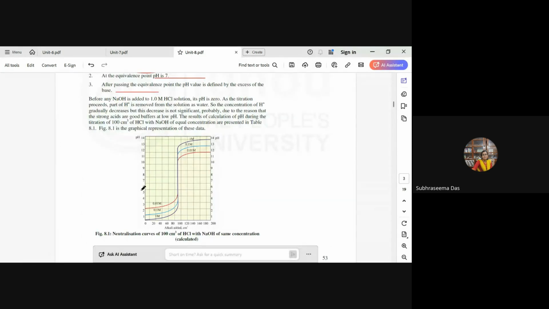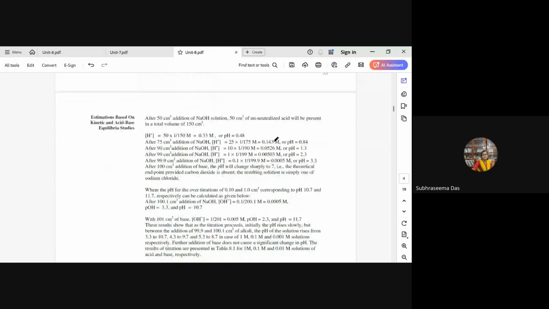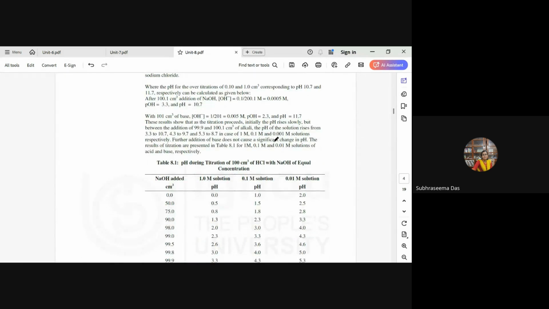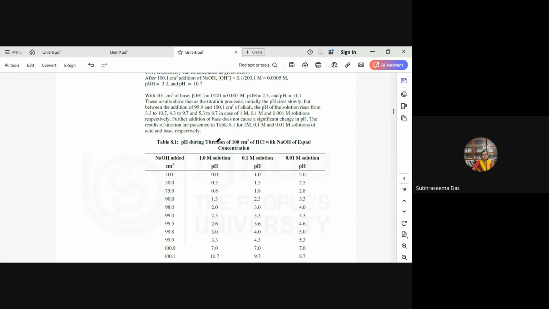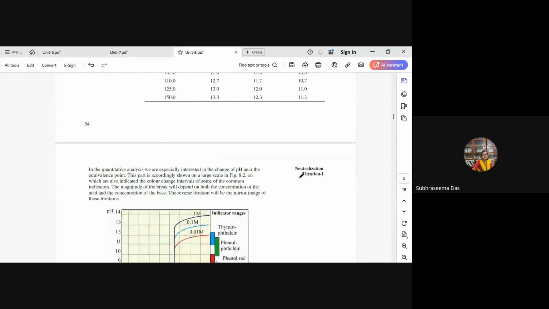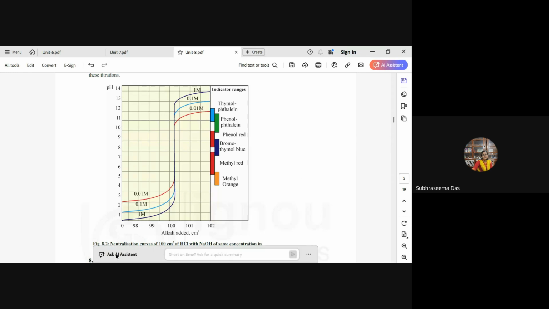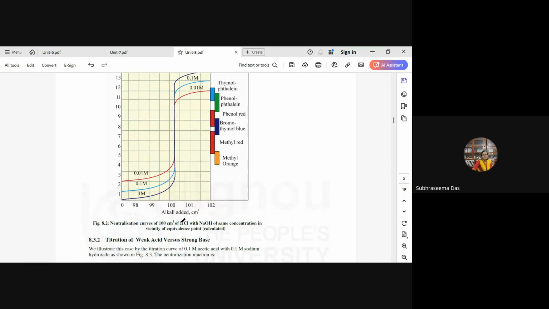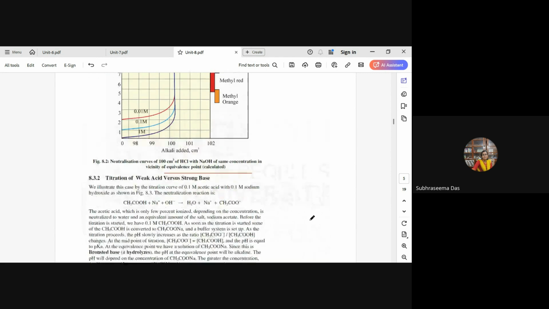So here, figure 8.1, we can see the neutralization curve of 100 ml of HCl with NaOH of the same concentration. You can see how it is graphically represented. Then in table 8.1, it has been listed the pH during titration, what happens when NaOH is added to 1 ml of solution, and what happens to the pH of the solution. So here in figure 8.2, the neutralization of 100 ml of HCl with NaOH of the same concentration with different indicators has been indicated.